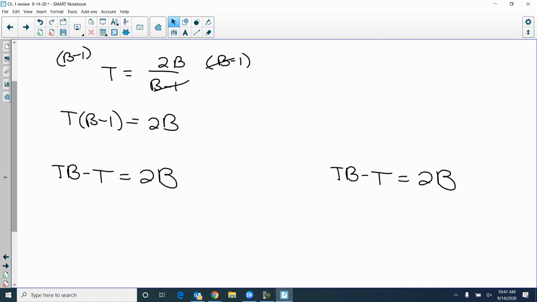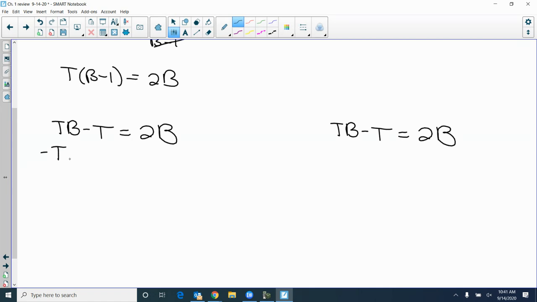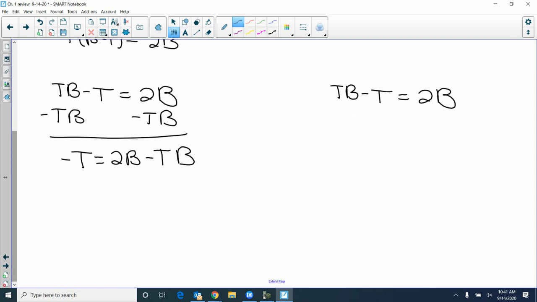All right. So for this one, let's move the tb. Subtract tb, subtract tb, and I get negative t equals 2b minus tb. All right, what's the big step here we got to do? Pull out the b. Factor out the b, so GCF, so you get negative t equals b times 2 minus t.